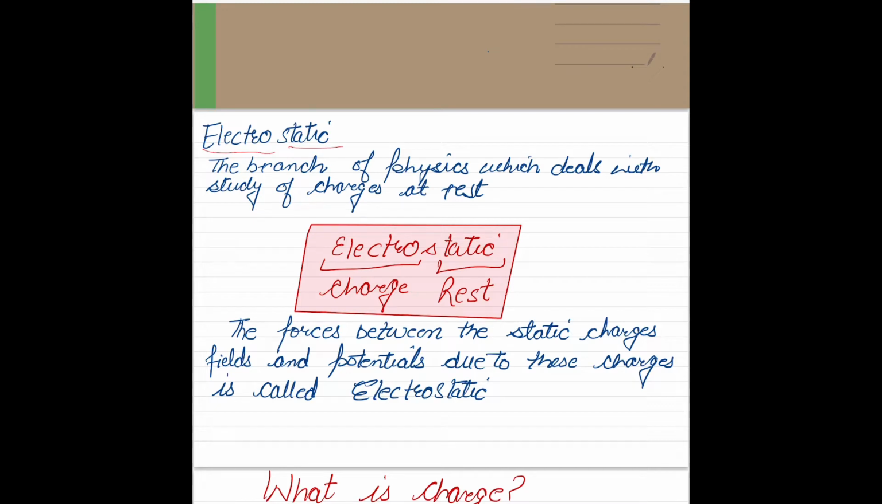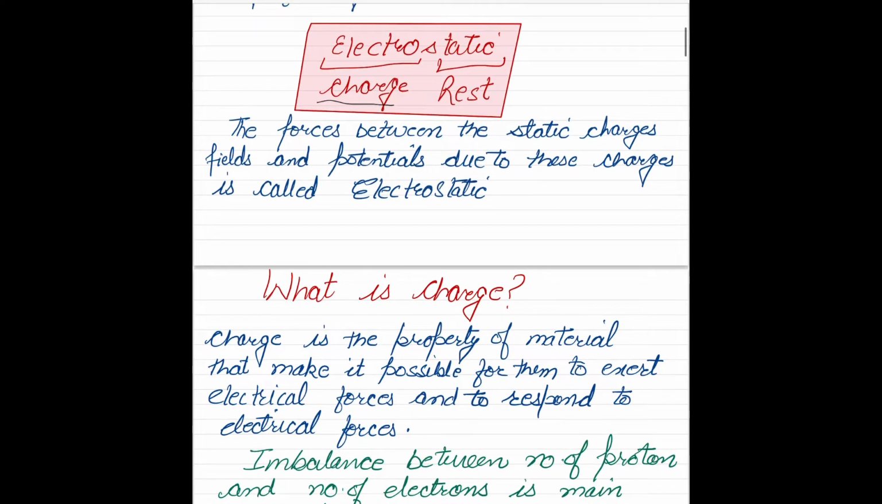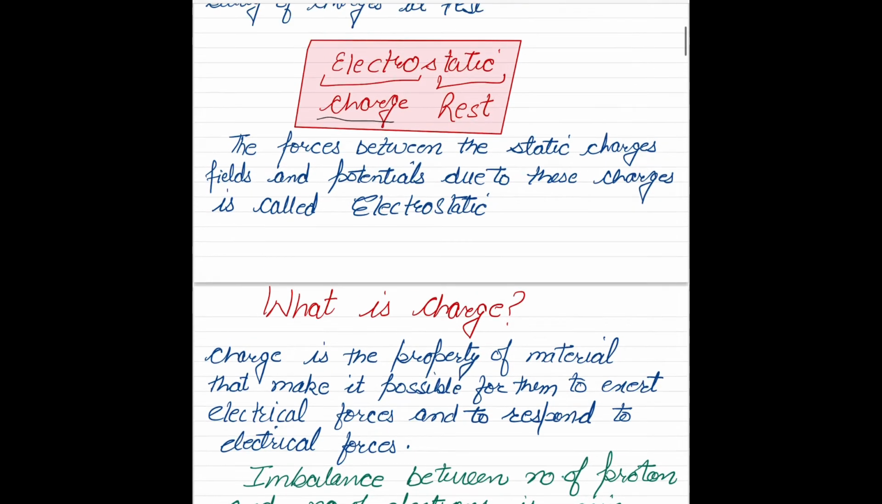The word electrostatics can be divided into two parts, right? The first word is electro and the other word is static. Electro means the charge and static means at rest, right? So in this chapter we will be studying about the charges at rest.